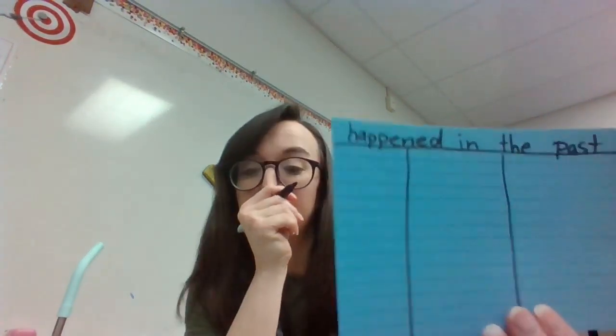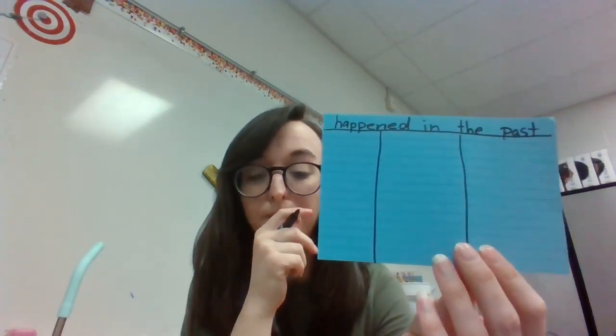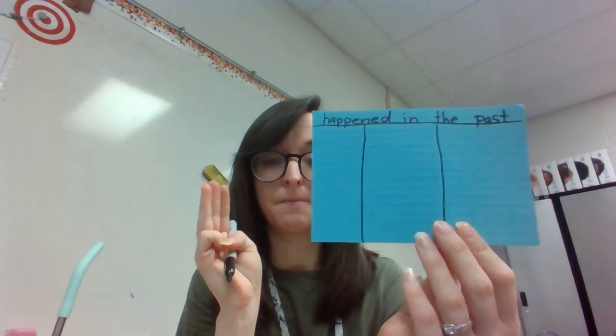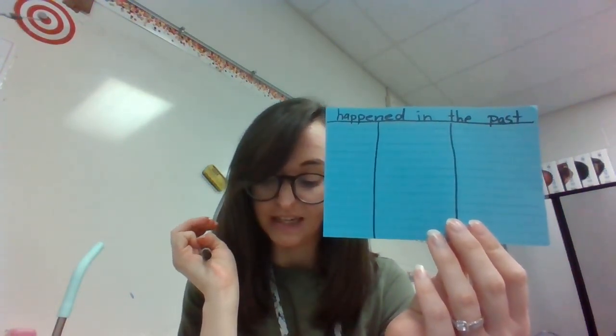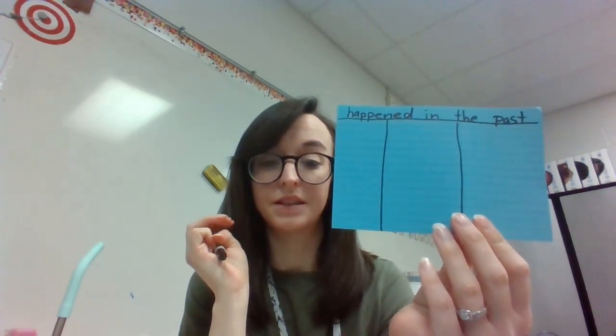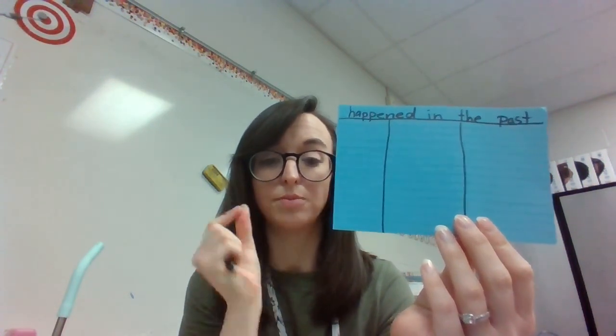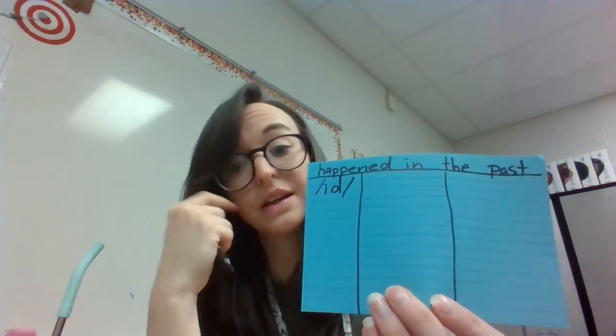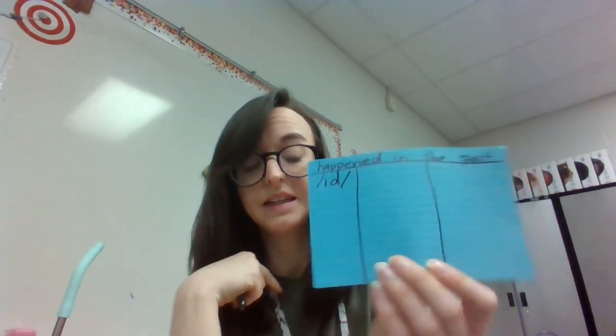Now I'm going to split up my card into 3 sections. A little off. The sections are probably a little small, but we also learned that ED makes 3 sounds. ED says id, d, and t based on the root word before it. So ED says id. These lines are sound lines, and that's why I put it in front of the I and the D. Id, id, id.